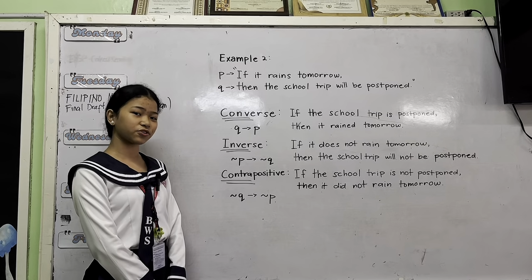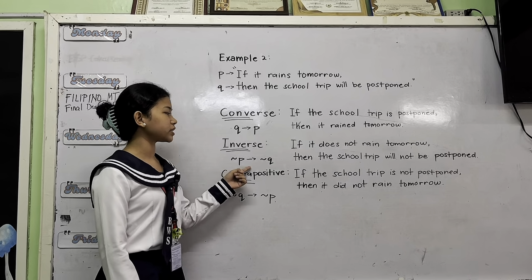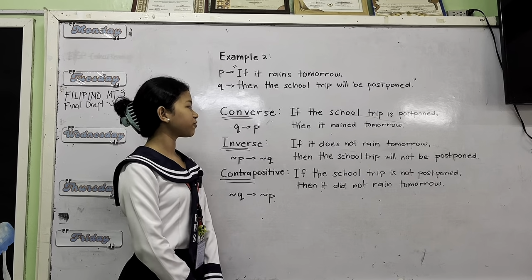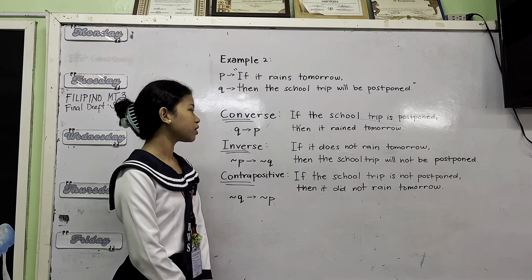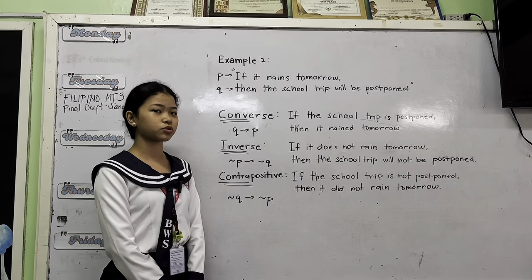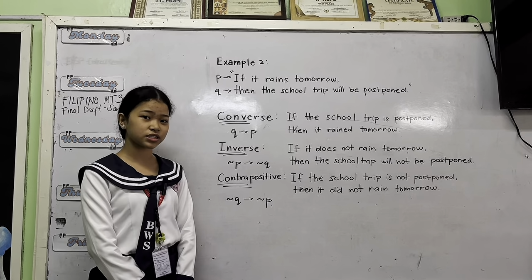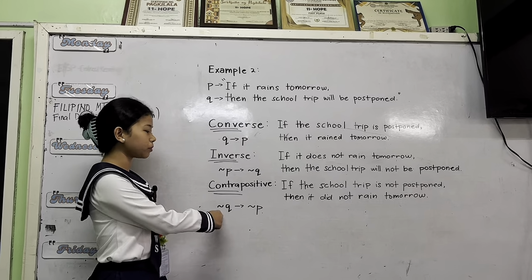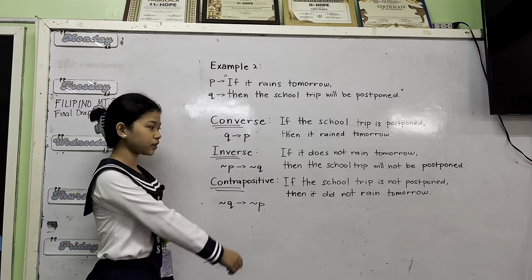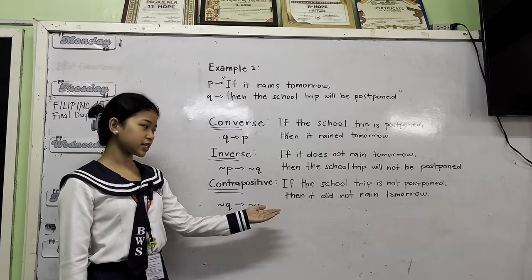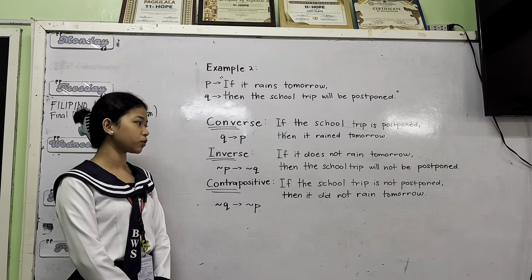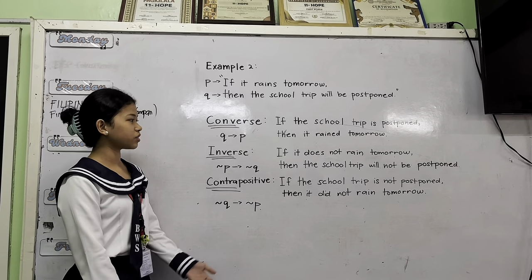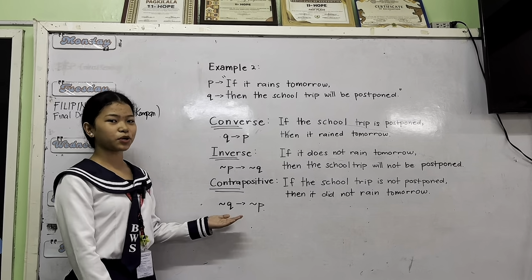Now let's proceed to the inverse, where not P implies not Q. So this is the inverse statement: if it does not rain tomorrow, then the school trip will not be postponed. Let's proceed to the contrapositive, where not Q implies not P: if the school trip is not postponed, then it did not rain tomorrow. So that is example number 2.